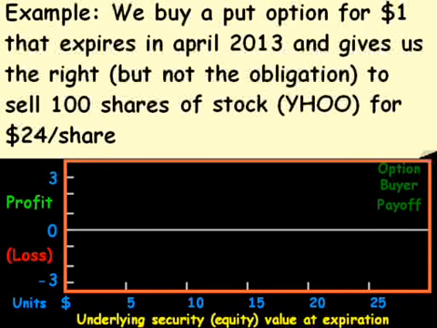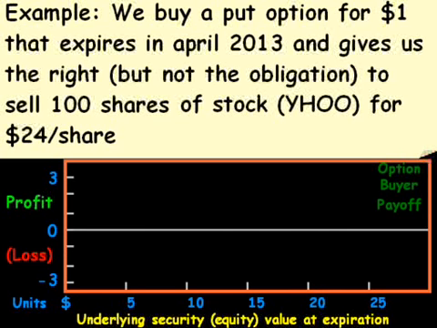Now I'm going to switch screens here. We're going to take a look at the potential payoff on the option. We're first going to look at it from the option buyer's standpoint, and I've got that in green. If you'll notice, we paid $1. So that's our premium, and that's the maximum loss we can have as the option buyer.